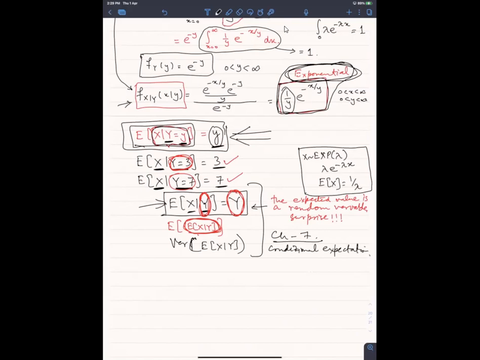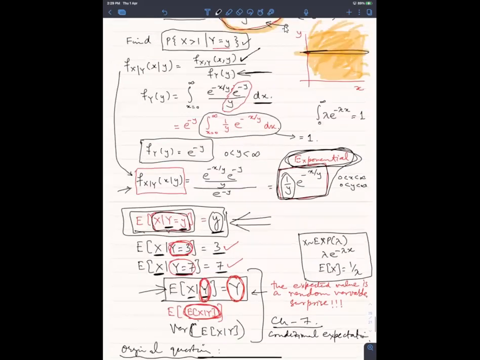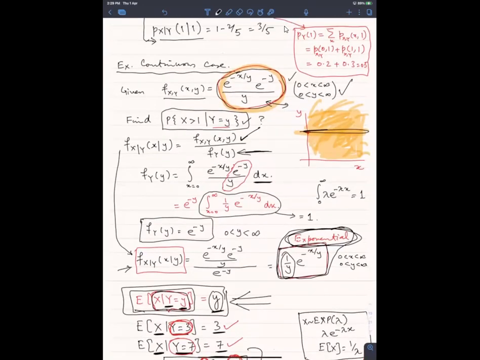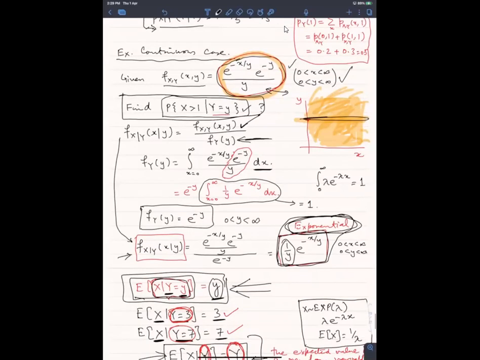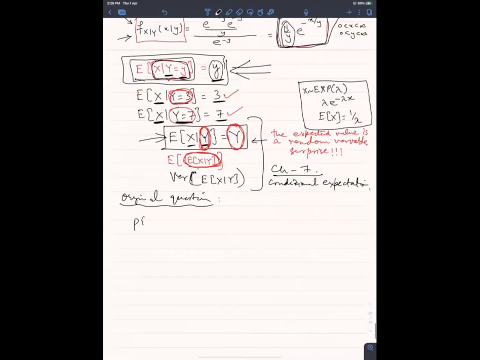No need to talk about it right now. Okay, let's come back to our original question, which we have forgotten in all this time. The original question was: what is the probability that x is greater than 1 given y is equal to y?